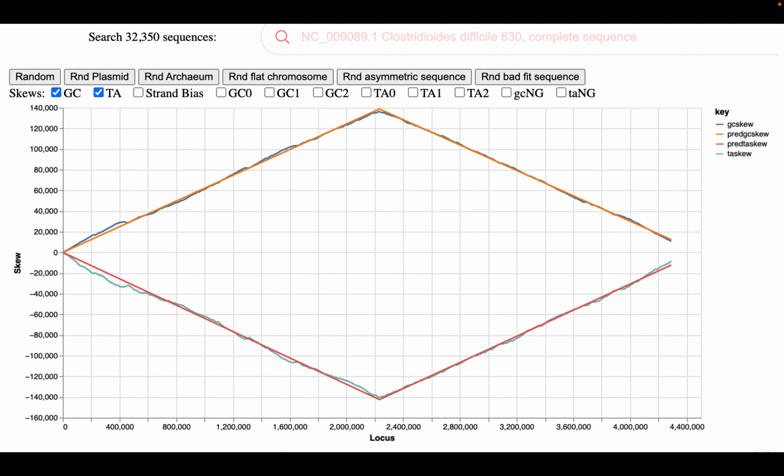And the bottom graph is the TA skew. So you can see that on the leading strand there is a deficit of T's, and on the lagging strand it makes up for that again. But the crucial thing here is to see that the GC skew and the TA skew are in opposite directions. This turns out to go for almost all firmicutes, but not for the other bacteria.